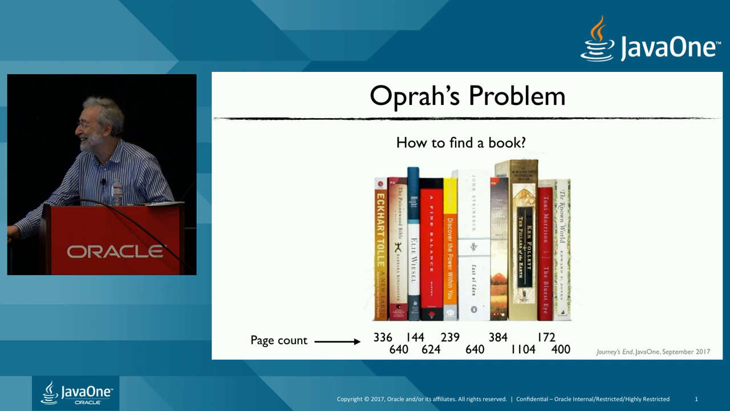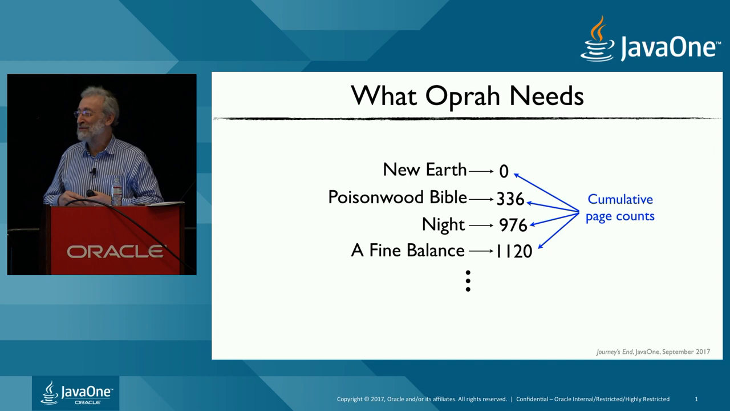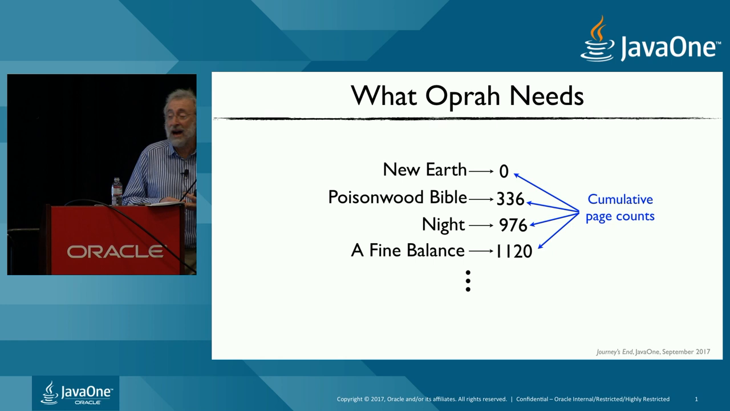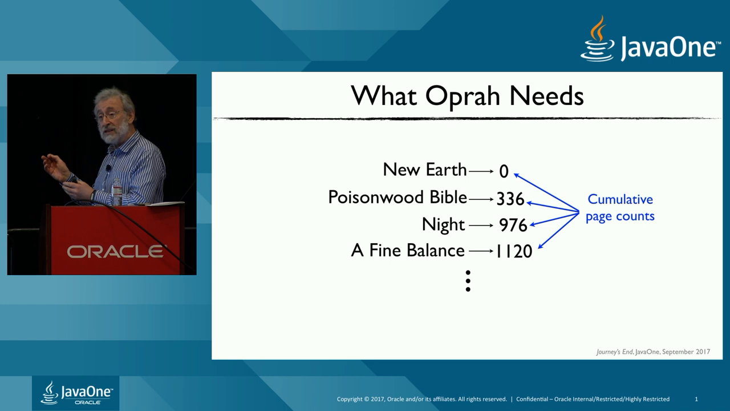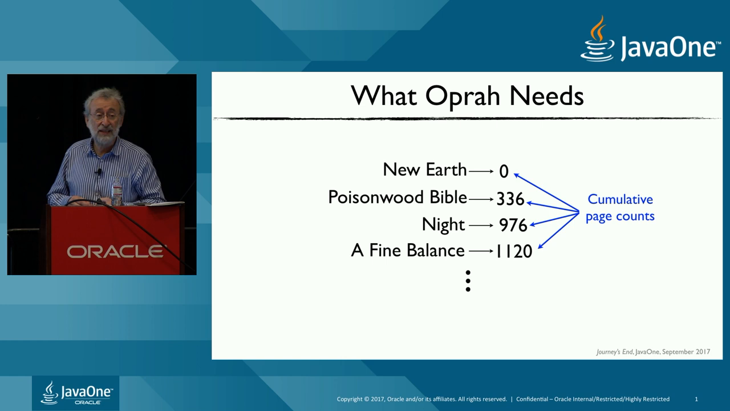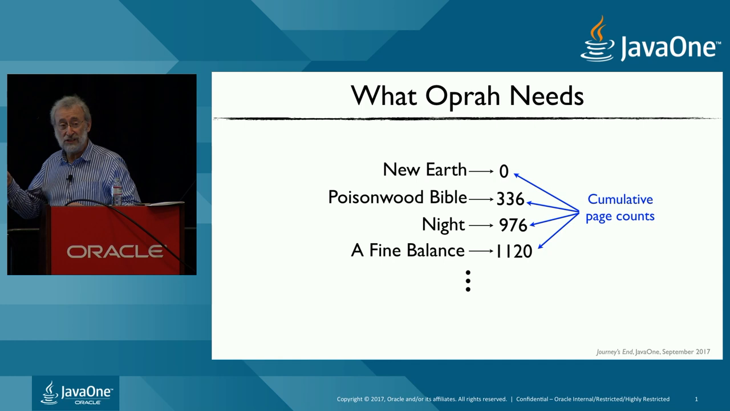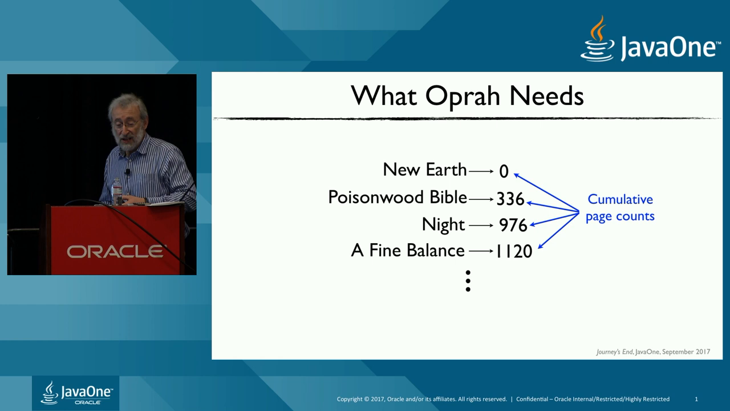I got a specific request from Oprah for this code. So what she needs is a map from the book to the cumulative page count that precedes it on the shelf. So since New Earth is at the far left hand side, the cumulative page count before that is zero, but it's got 336 pages in it, and so the cumulative page count before the Poisonwood Bible is 336.